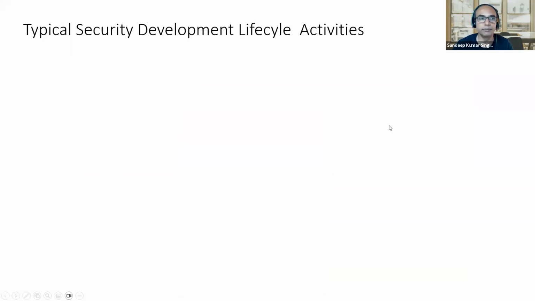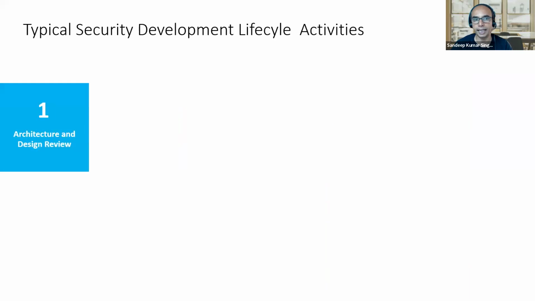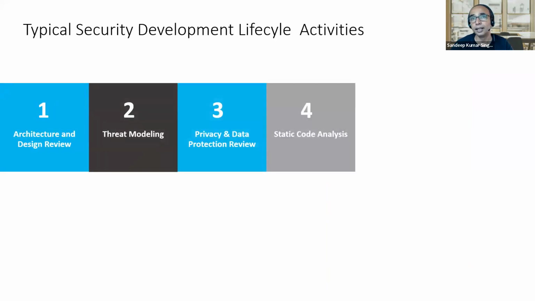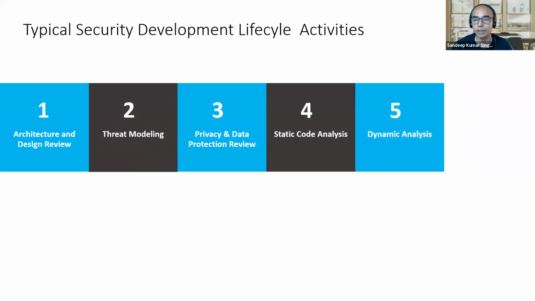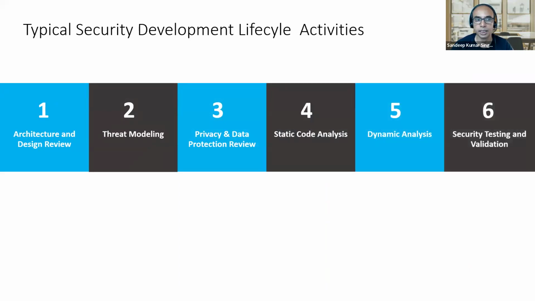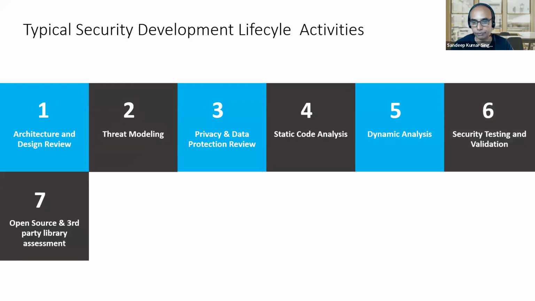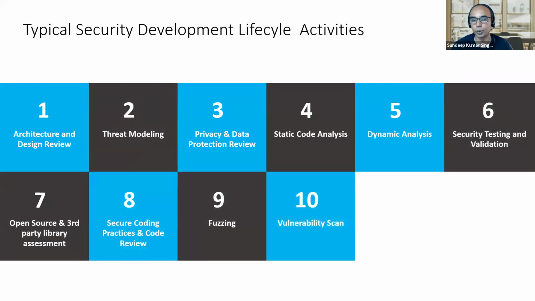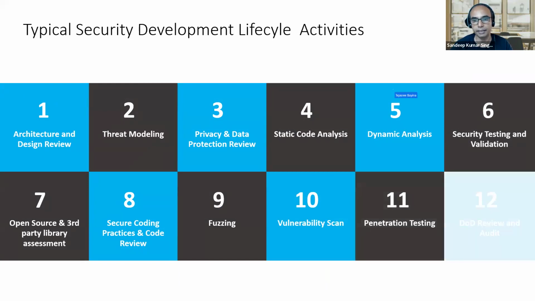Moving on, now I'll talk about different SDL activities. We spoke about some of the activities in the earlier slide, like secure design principles and secure coding principles. But that's not enough, right? A holistic application security program needs to have all the activities that you see here. So architecture and design review from a security perspective should be done in the beginning, well before you start development. Then comes threat modeling, right?